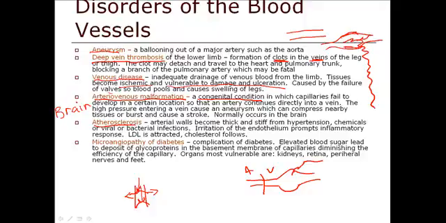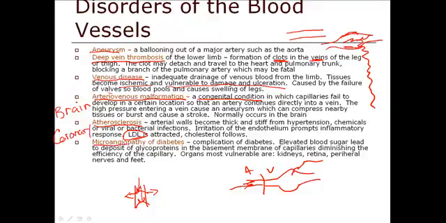Then atherosclerosis you're familiar with. You eat too much fat. The arterial wall becomes thick and stiff and causes inflammation. And then LDL is attracted and you get plaque, and then it eventually will build up and blood can't get through and you have a heart attack. This happens in the coronary arteries.